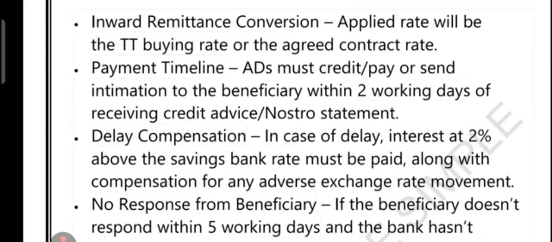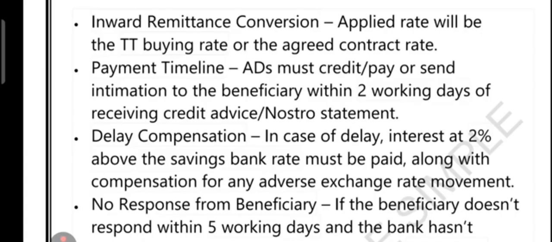So we talked about when money comes into India from abroad, that is called inward remittance. The bank converts it at either the TT buying rate or whatever rate was agreed in the contract. I am again and again repeating, for inward remittance we always use the TT buying rate or whatever rate was agreed in the contract, because money is coming to India from abroad, so the TT buying rate is to be used.